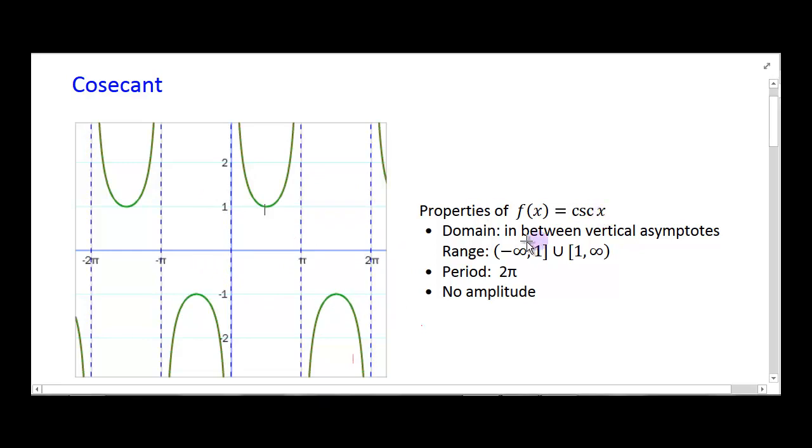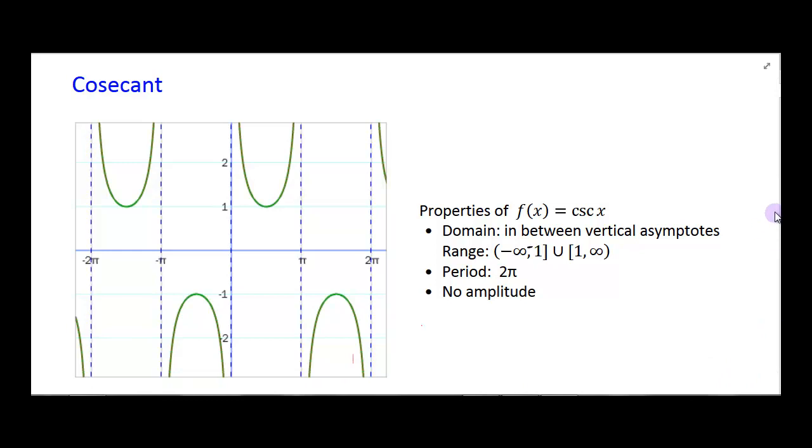Some properties of cosecant: the domain would be between these vertical asymptotes. The range would be from negative infinity to negative 1 and from positive 1 to positive infinity. Since cosecant and sine are related, they both have the same period, so the period for both of these functions is 2 pi. And since the range of my function goes off to negative and positive infinity, I would have no amplitude.